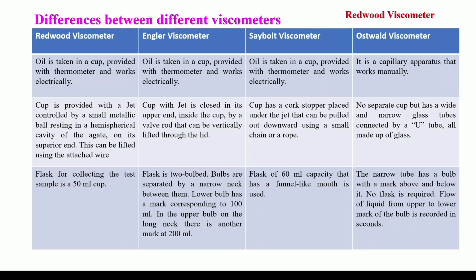The liquid is sucked with the help of a suction or with your mouth above the mark above the bulb in the narrow limb. And the time is recorded when the liquid from the upper mark flows to the lower mark of the bulb. How much time does it take? A thermometer is not provided with this. So, Ostwald viscometer is a little different in construction and working from the rest of the 3 viscometers.